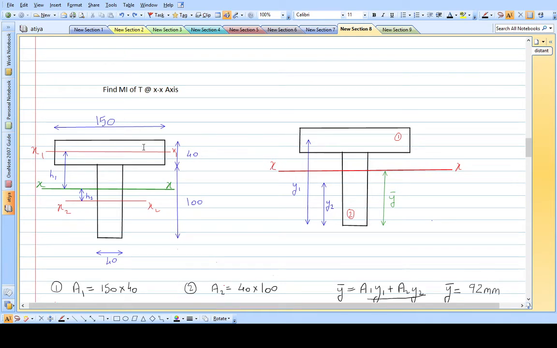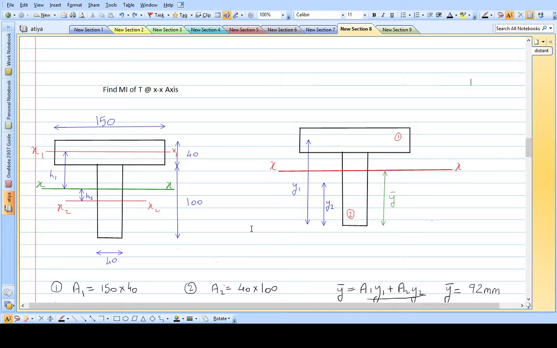So we'll solve moment of inertia of the T section here. Your top portion is 150 by 40 mm and the web area is 40 by 100 mm. Okay, so this is the T section here, of which we are going to find the moment of inertia.